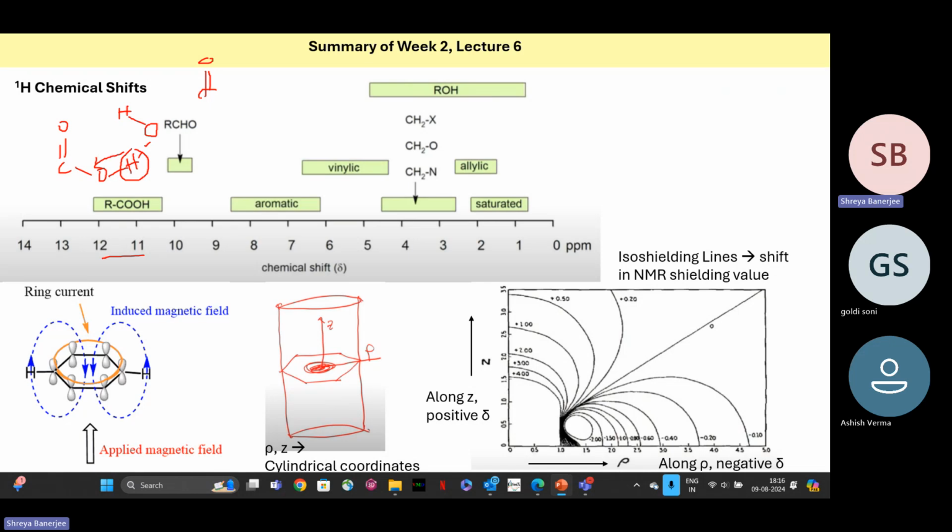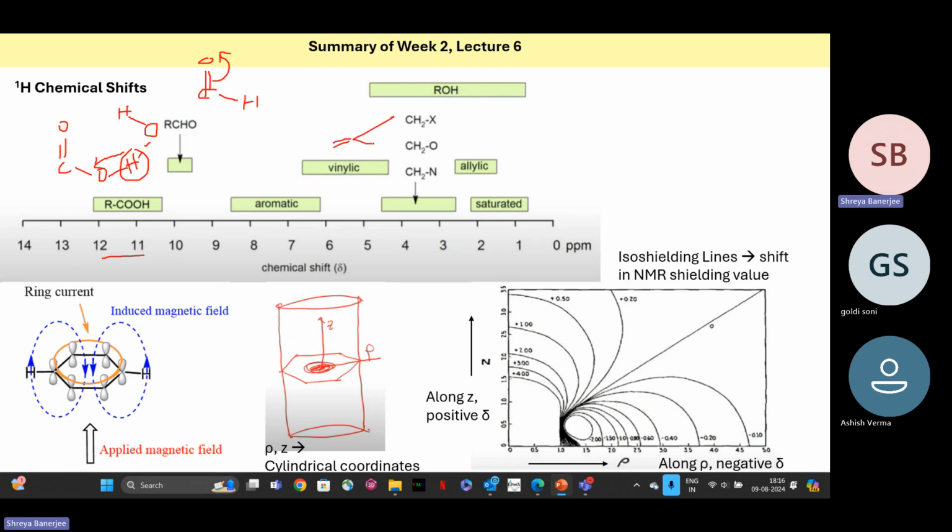Similarly, your aldehyde proton, which is basically the proton attached to a carbonyl group. There can be resonance in the carbonyl group and this will withdraw electrons away from the hydrogen. So the aldehyde is also quite downfield shifted, around 9.5 to 10. Then you have your aromatic and vinylic protons. That is the aromatic ring, and vinylic is the double bond.